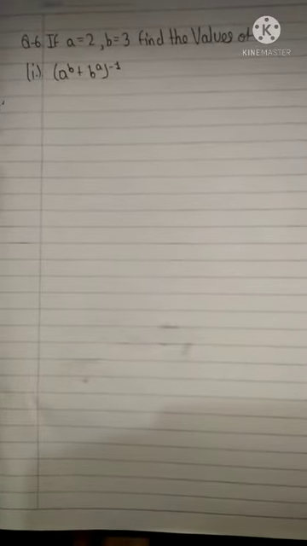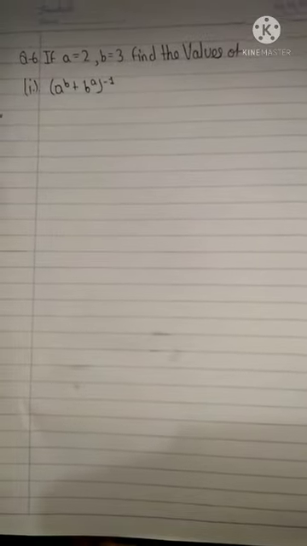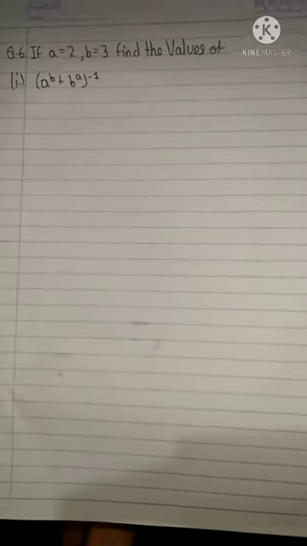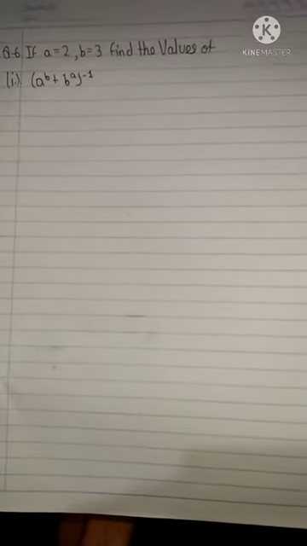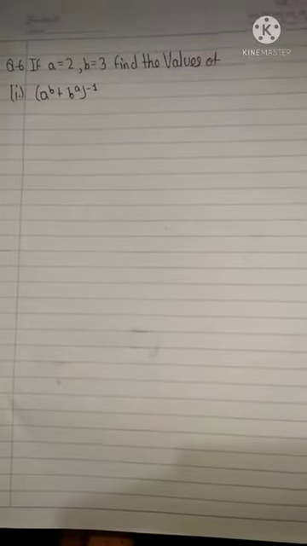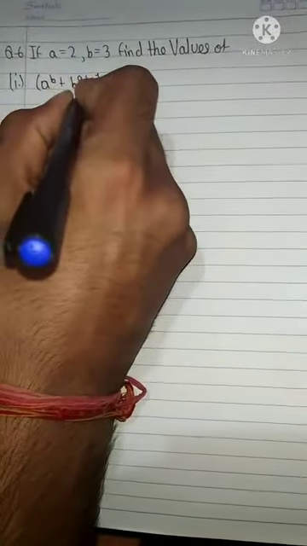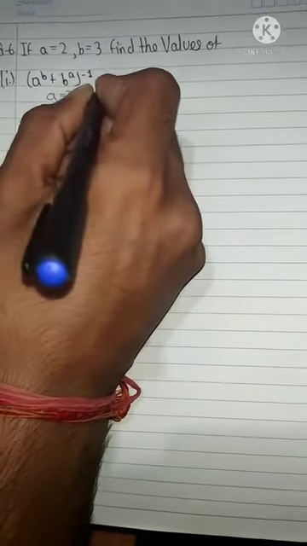In the previous video I had started class 9th Harish Agrawal book exercise 1G, in which I had already solved question number 5. Now in this video I am starting from question number 6, which asks: if a equal to 2 and b equal to 3, find the values of. First question is (a^b + b^a)^-1, given a equal to 2 and b equal to 3.